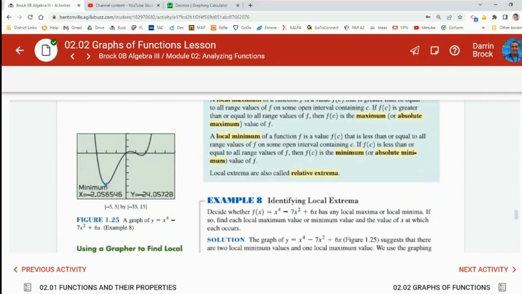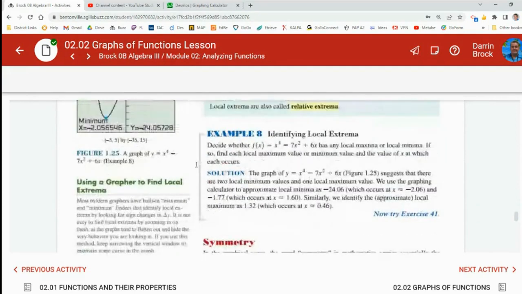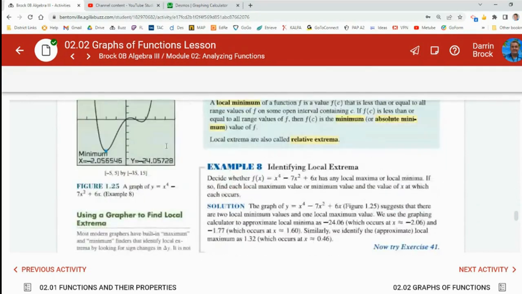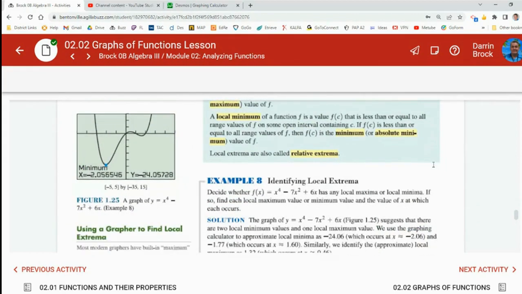Absolute means there's no other minimum smaller than this. It has a relative maximum between 0 and 1, when x is between 0 and 1, but it does not have an absolute maximum because it goes to infinity. So you need to be able to identify the local extrema, the local maximums, the local minimums, the absolute maximums, the absolute minimums. And that's generally done by graphing, which is the easiest way to do that.